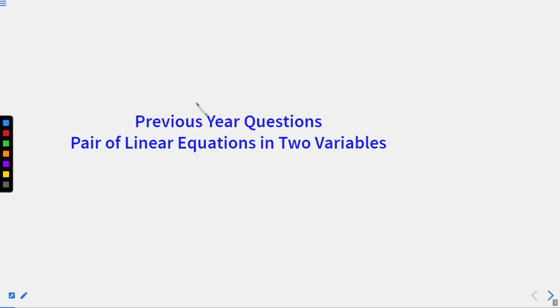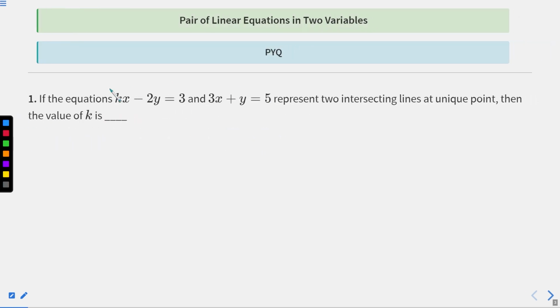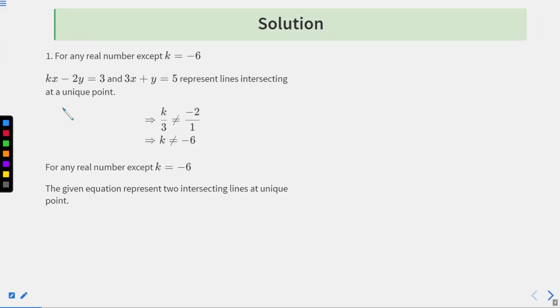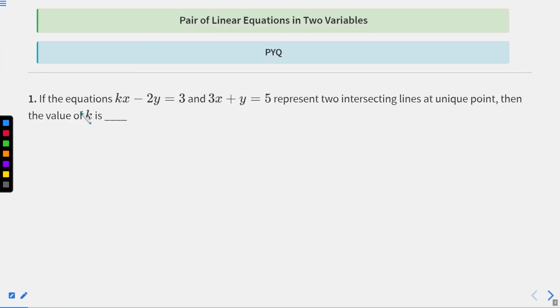So let's get started. This is our question number 1. We are given the equations kx minus 2y equal to 3 and 3x plus y equal to 5, which represent two intersecting lines at a unique point. Then we need to find the value of k.